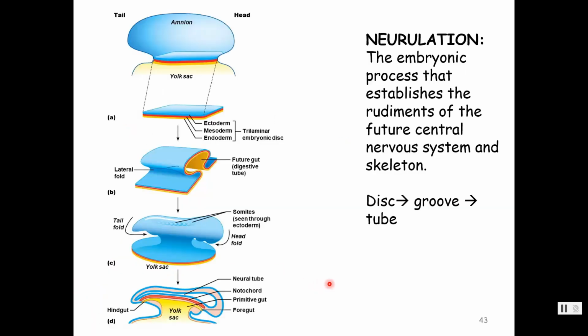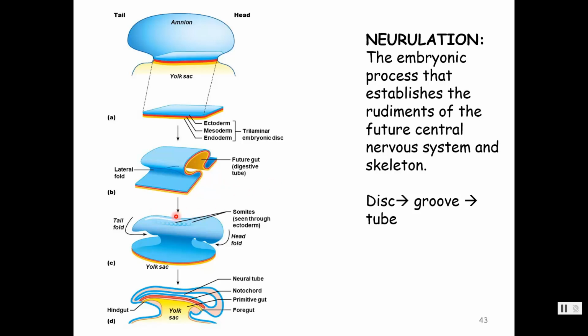So that formation of the neural tube is called neurulation. And so it's just kind of walking through. We see our gastrula, so we have our 3 primary germ layers, and then it's going to start to fold. And what's going to happen is from that ectoderm, first we get sort of a neural groove, a neural ridge, and then it's going to be a tube.